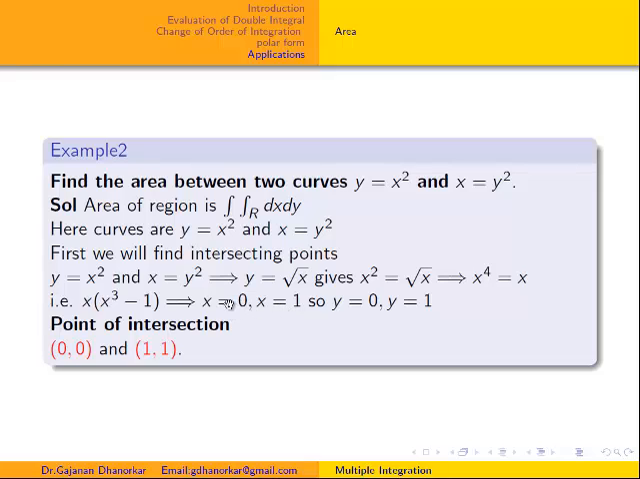I will put x equal to 0 in this equation, then we get y equal to 0. I will put x equal to 1 again in this equation, we get y equal to 1. Therefore, 0, 0 and 1, 1. We are getting two intersecting points, 0, 0 and 1, 1. These are the intersecting points.